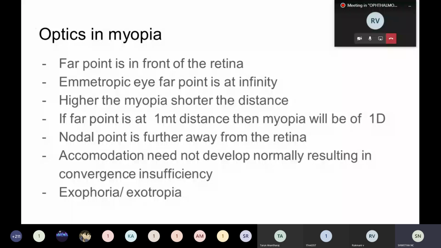So for the optics in myopia, you have to remember the far point is in front of the retina. If the far point is at 1 meter distance, the patient will have one diopter of myopia. Because the nodal point is farther away from the retina, the accommodation will not develop normally. So the patient will develop a condition called convergence insufficiency, and later may go on to exophoria or exotropia, a type of squint.